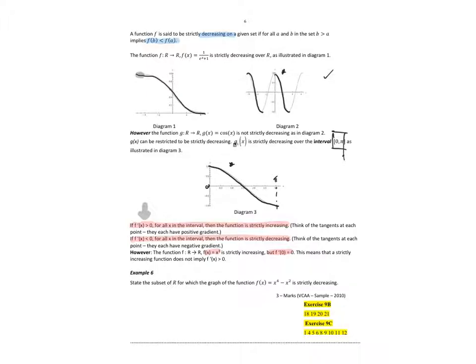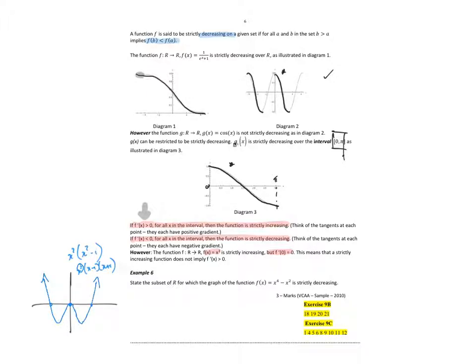So if we have a good little example in here: state the subset of R for which the graph of f of x equals x to the 4 minus x squared is strictly decreasing. Quick graph sketch. If I take x squared out the front, I get x squared times x squared minus 1, which is the same as x squared, x minus 1, x plus 1. So a turning point at 0, because it's a repeated factor, then 1 and negative 1, and it's a positive quartic. So it's going to go down, up, turn, up.